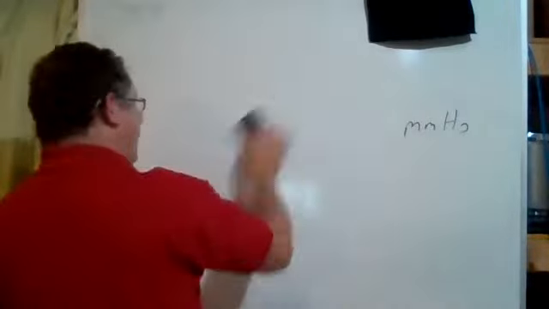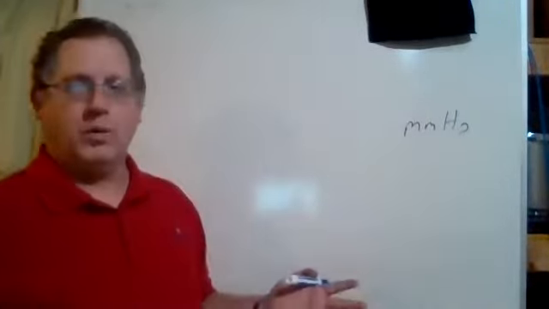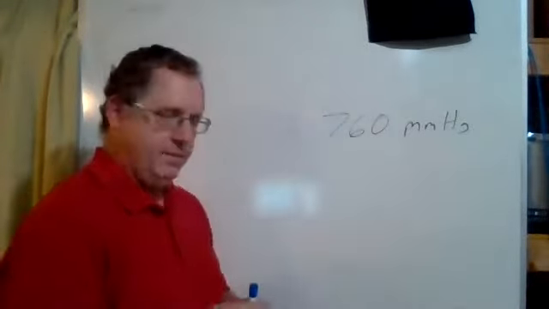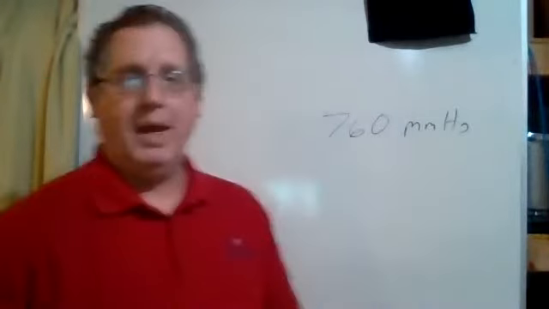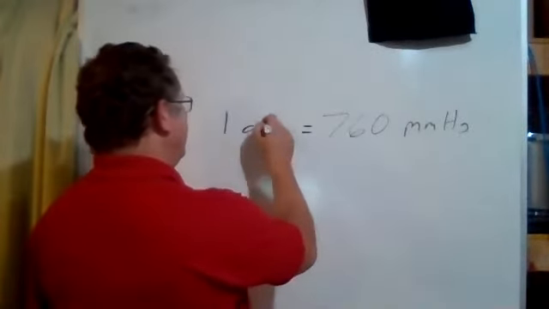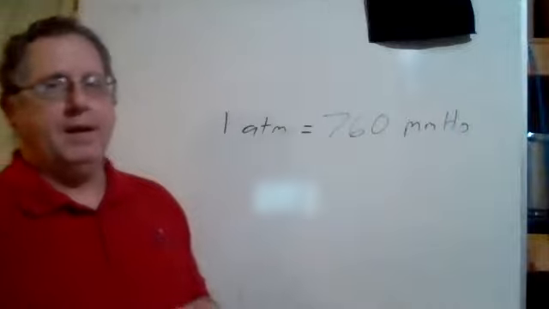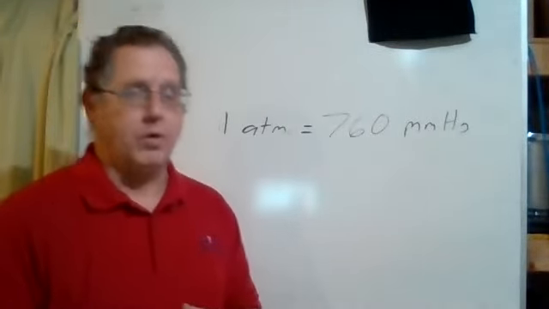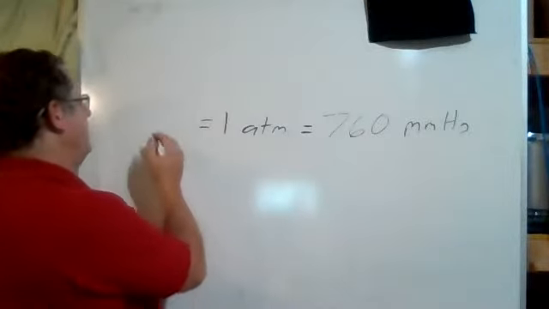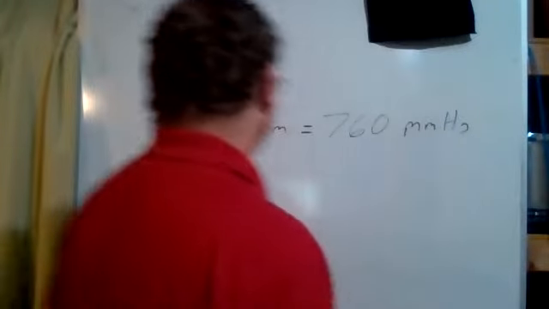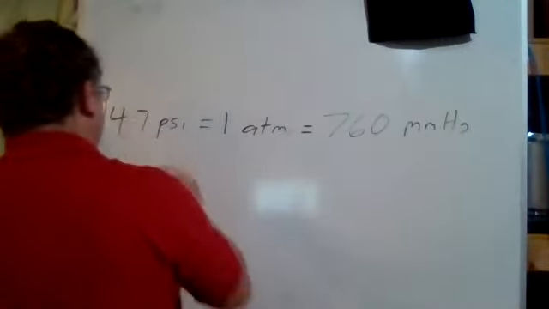At sea level, on a normal day, that measurement is about 760 millimeters of mercury. 760 millimeters of mercury is a pretty simple measurement to remember, but we can also say a few other things. This is equal to 1 atmosphere. Now, when you measure the pressure in your tires, you probably don't measure it in atmospheres or millimeters of mercury. You're going to measure it in PSI, pounds per square inch. This is equal to about 14.7 PSI.